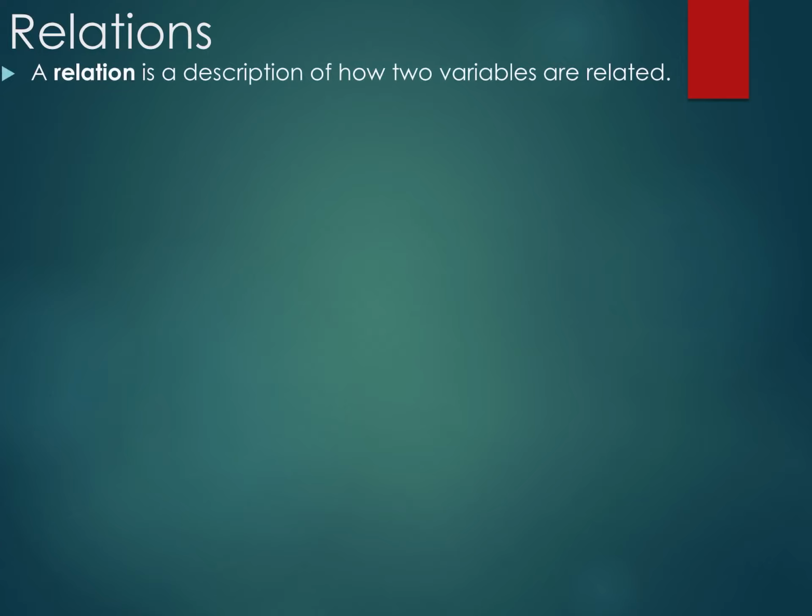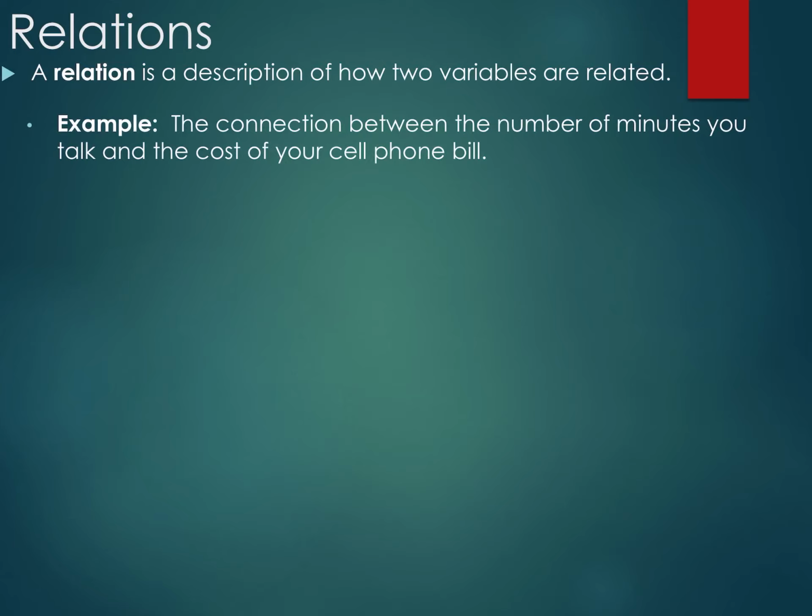Relations. Now, a relation is a description of how two variables are related. Not a big surprise there. When we're talking about how two variables work together, we're talking about a relation, and that relation can appear in different ways. It can appear like in a word problem like this: the connection between the number of minutes you talk and the cost of your cell phone bill.